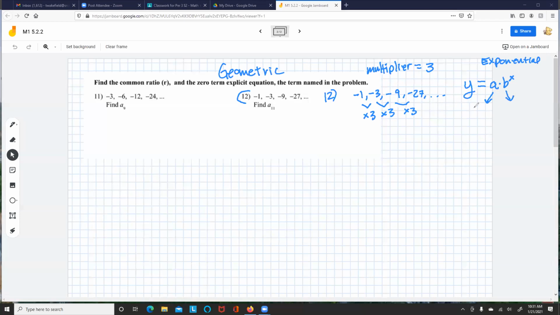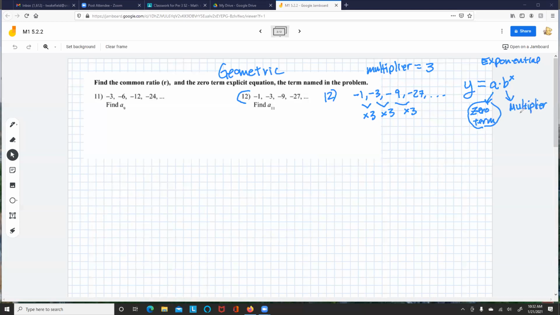Good. Yeah, multiplier, ratio, same thing. So a is the zero term, which we have to find. They never tell it to us, but it's pretty easy to find. And then b is the multiplier or the ratio. Good. I think some of you are looking at your notes, so that's good. That's why we take notes, right?